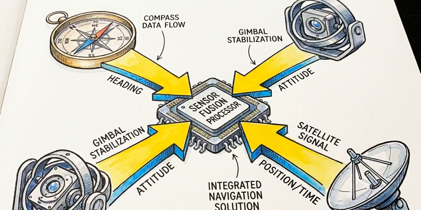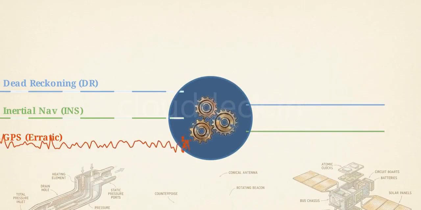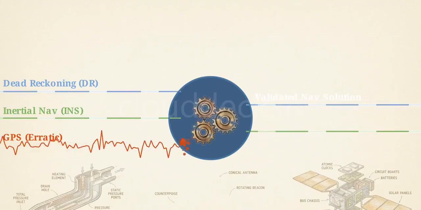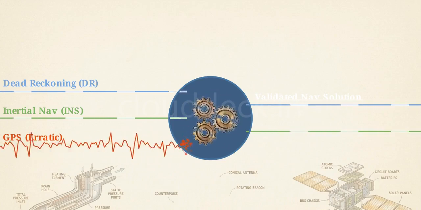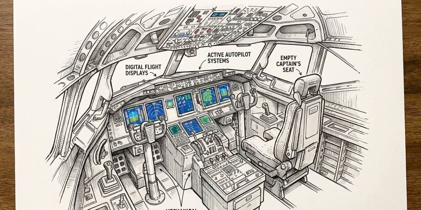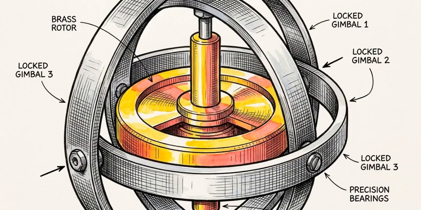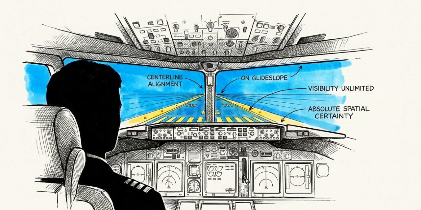All 3 navigation pillars, mathematics, internal instruments, and external radios, converge in the modern electronic flight instrument system to enable area navigation and required navigation performance. The flight management system continuously cross-checks dead reckoning computations against INS accelerations and GPS updates, isolating and discarding any erroneous data. Spatial certainty in a modern cockpit is the product of a rigorous, self-correcting ecosystem where Earth geometry, the onboard physics, and orbital signals constantly validate each other to ensure absolute precision.